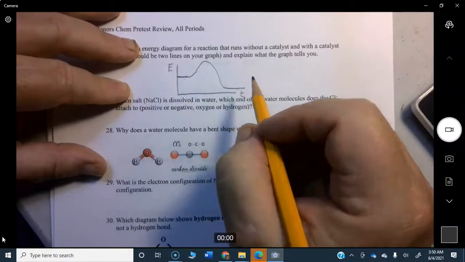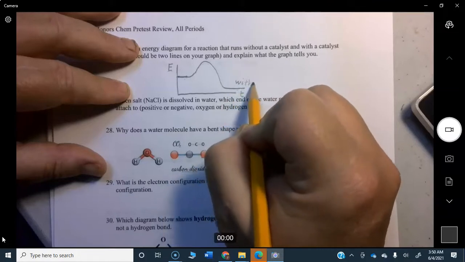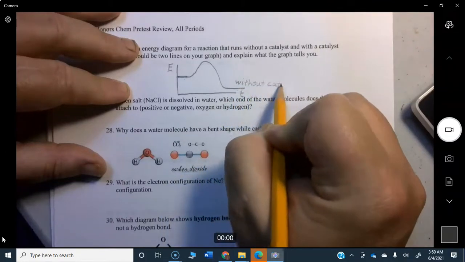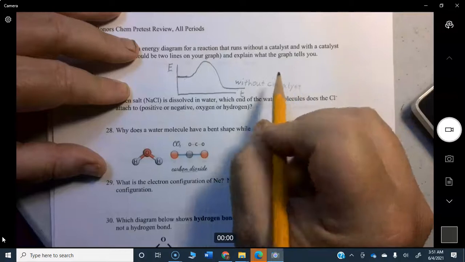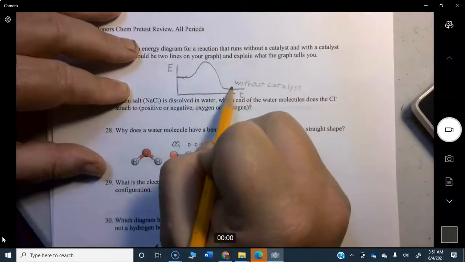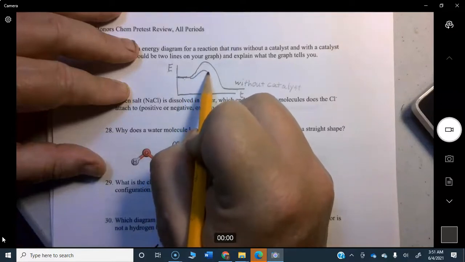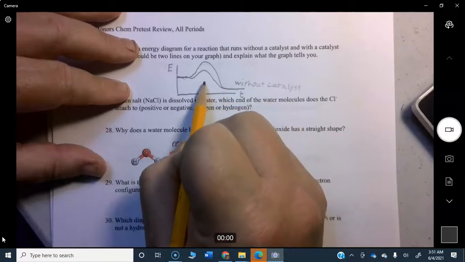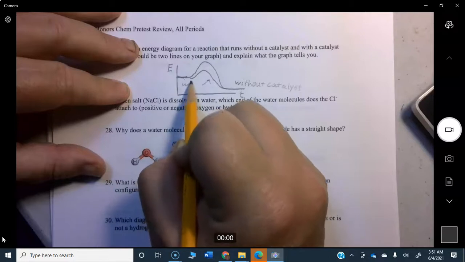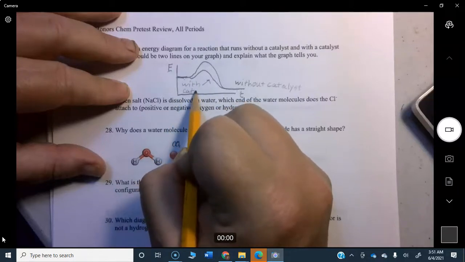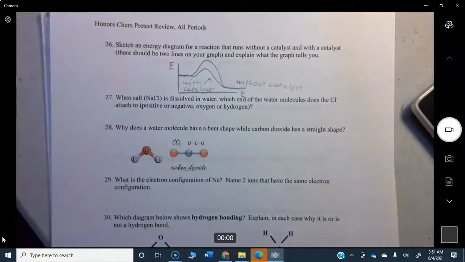So that's going to be without catalyst. With catalyst, this and this stay the same, but the energy hill is lowered. It's not as hard for the reactants to get over that hill, and therefore the reaction runs faster. So this one is with catalyst. Okay, and that's all you need to do for that.